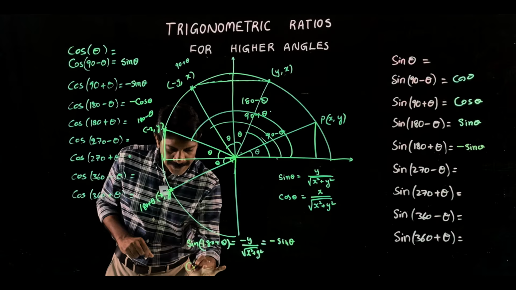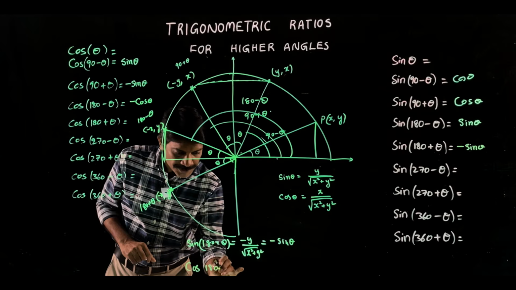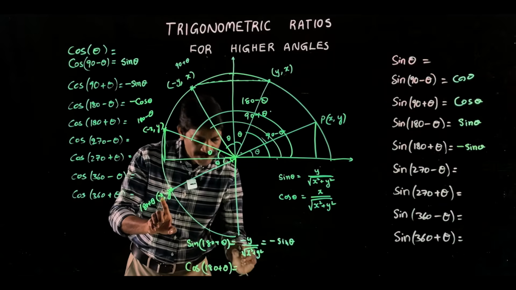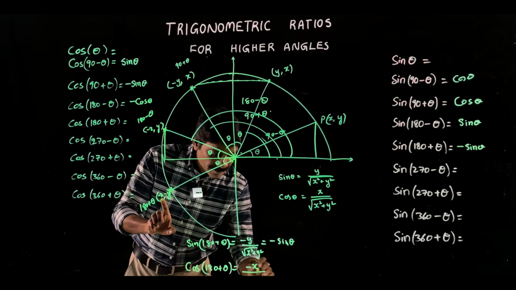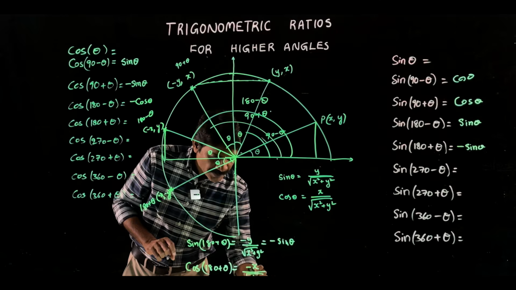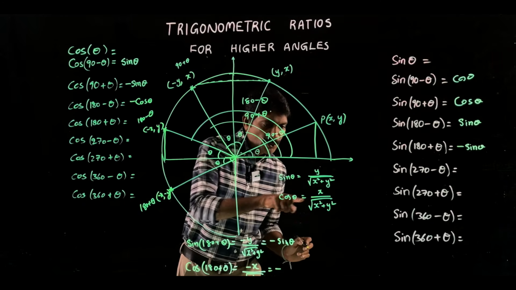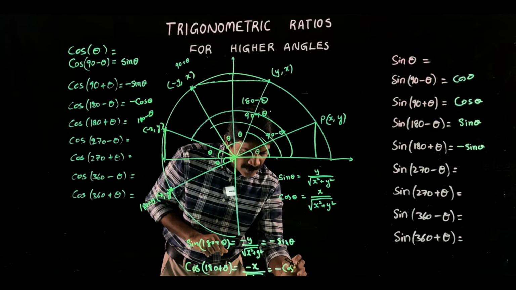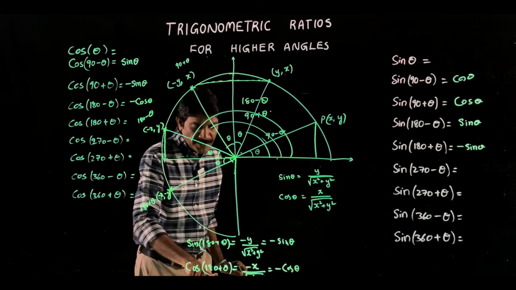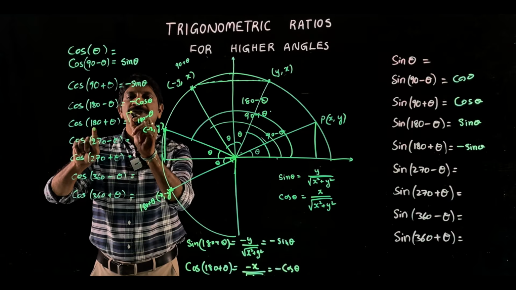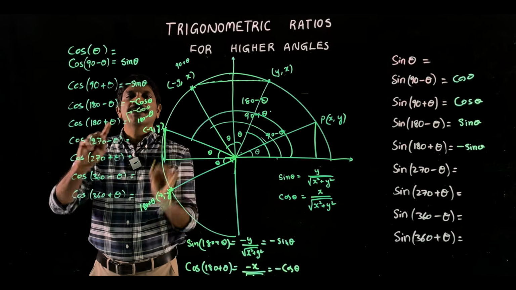Similarly, we write cos 180 plus theta. For cos, we have to look at this coordinate, which is minus x by under root x square plus y square, and minus x by under root x square plus y square is minus cos theta. Therefore, cos 180 plus theta is minus cos theta.